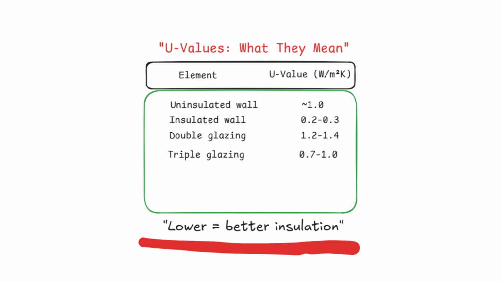Fifth, your target indoor temperature. 21 degrees for living spaces, 18 for bedrooms is standard. Every additional degree you want raises your consumption by roughly 5 to 6%.